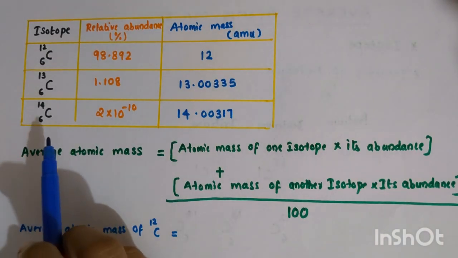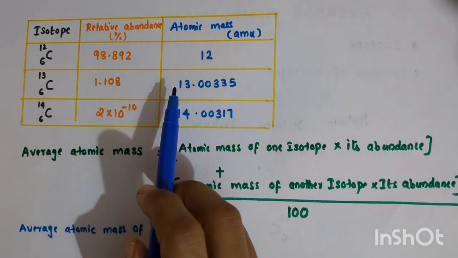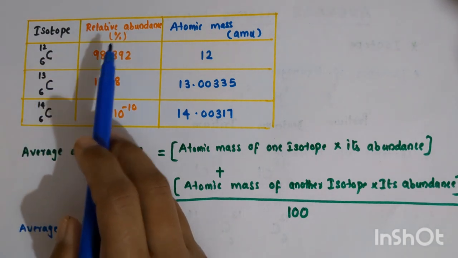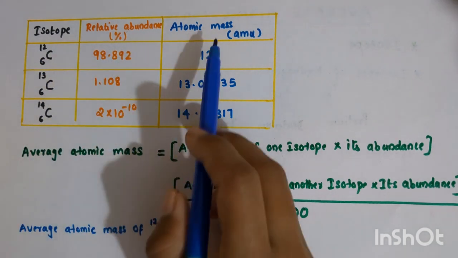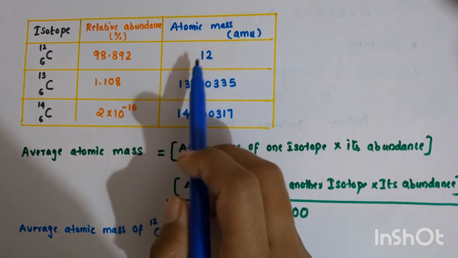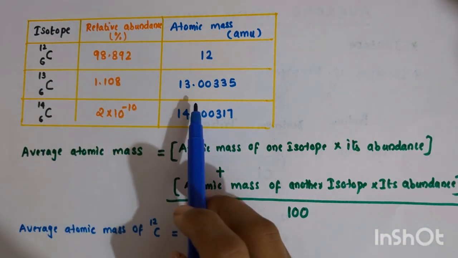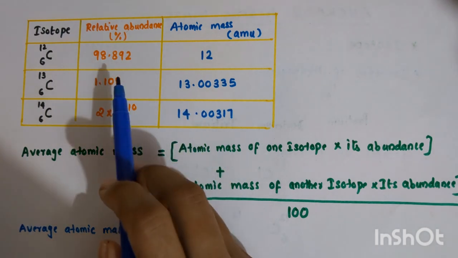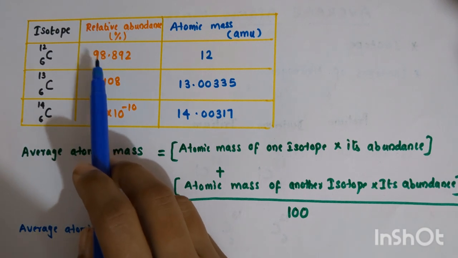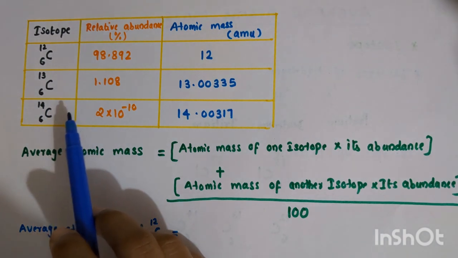For example, carbon has these three isotopes, and their relative abundances and masses are shown here. For C-6-12, the relative abundance given in percentage is 98.892%, and the atomic mass in AMU is 12 AMU or 12 u, because AMU is taken as one unified mass. Similarly, for C-13 and C-14, their relative abundance and atomic mass are shown here. From this, it is clear that the C-6-12 isotope of carbon is plentiful in nature, with an abundance of 98.892%.